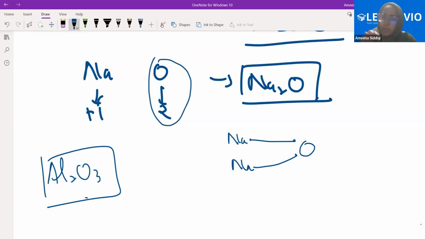Very good. Now, what does this signify? That means in one molecule of aluminum oxide, we require 2 aluminum atoms to bond with 3 oxygen atoms. Clear? Very good.